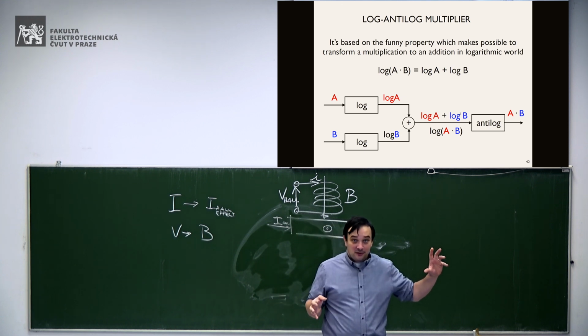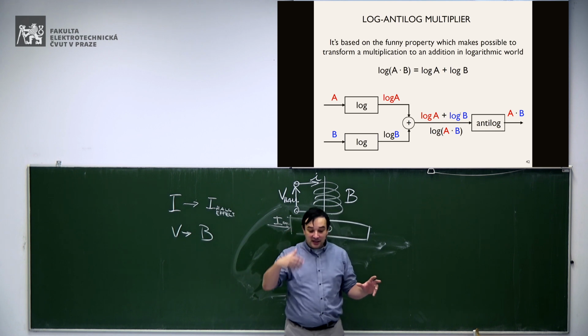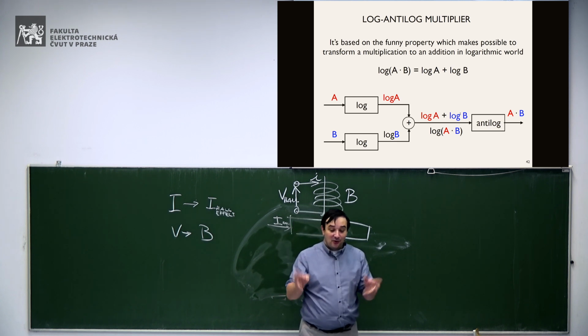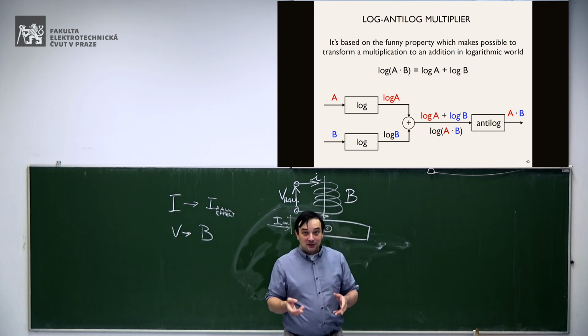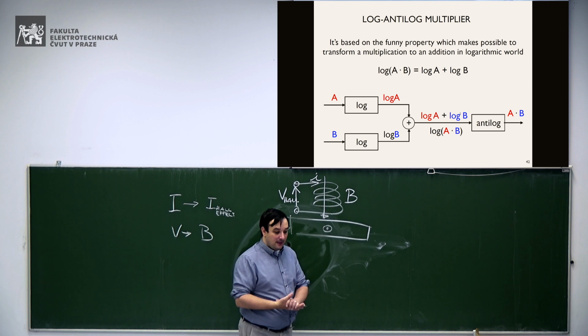So we move from A and B to their logarithm. We sum, we don't multiply, we sum. But the sum of the logarithms is equal to the logarithm of the product. So when we compute the anti-logarithm, we get the product, okay?